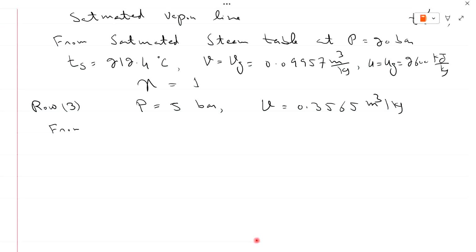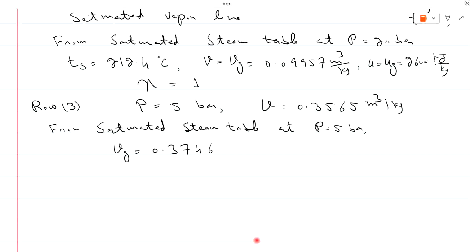So from the saturated steam table, at pressure equal to 5 bar, Vg is equal to 0.37466 meter cube per kg.